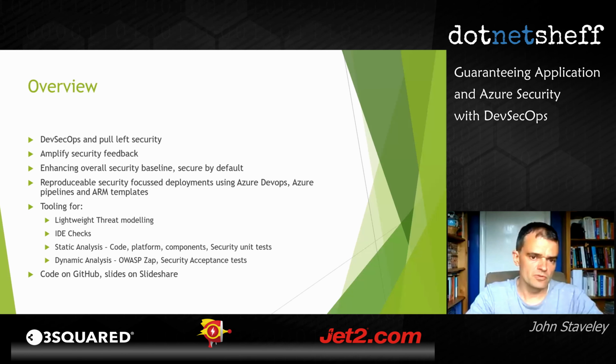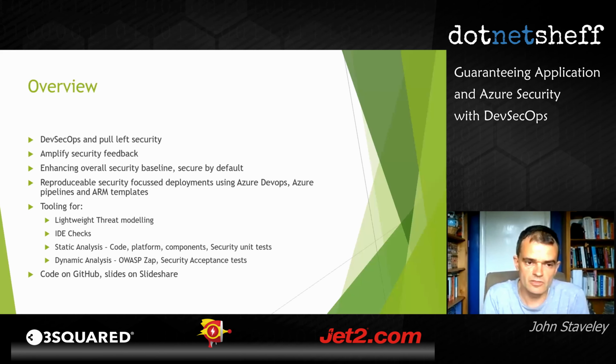Working with an overall higher security baseline, so working with a set of secure by defaults that have been rigorously tested. So I'll be going into the demo project that goes along with this. And also a reproducible security-focused deployment using Azure pipelines in Azure DevOps. So that's the build agent and using ARM templates to set up all of the infrastructure.